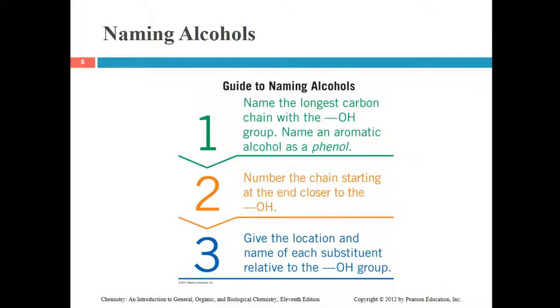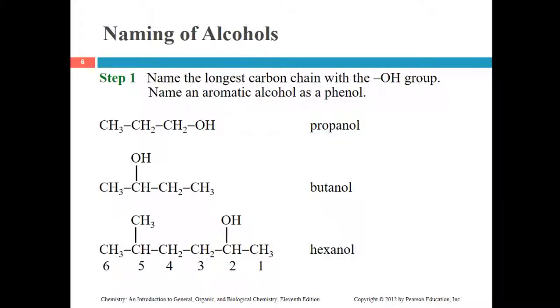So guidelines for naming alcohols. You first of all name the longest carbon chain with the OH group. If it's an aromatic alcohol, i.e. has a benzene ring, you name it as a phenol. You number the chain starting at the end closer to the OH. The OH has precedence over the other substituents, that's just the alkyl substituents. Give the location and name of each substituent relative to the OH group. So let's look at it.